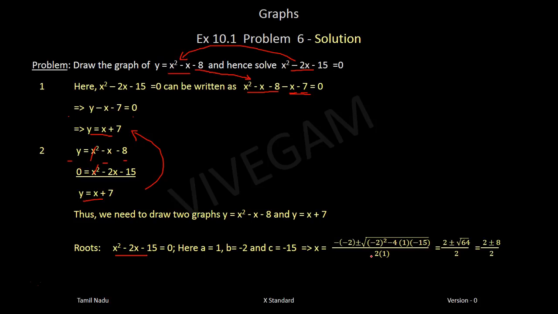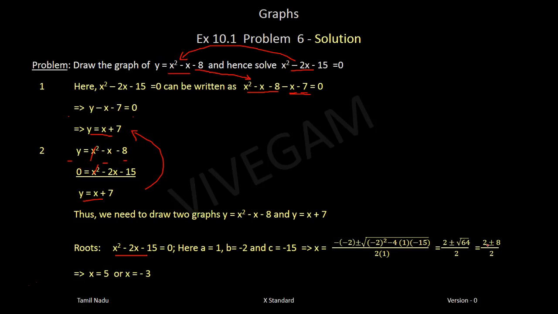So substitute that. I hope you remember the formula: minus b plus or minus root of b square minus 4ac, divided by 2a, right? So putting our values, what will happen? Minus b, that is minus of minus 2, plus or minus root of b square, minus 2 the whole square, minus 4 into a is 1 and c is minus 15, divided by 2 into a, this 1. So this will become 2 plus or minus root of 4, 15 4s are 60. This is minus into minus, will become plus. So 60 plus 4 is 64, and 2 into 1 is 2. So this will be 2 plus or minus root of 64 is 8. So 2 plus or minus 8 by 2.